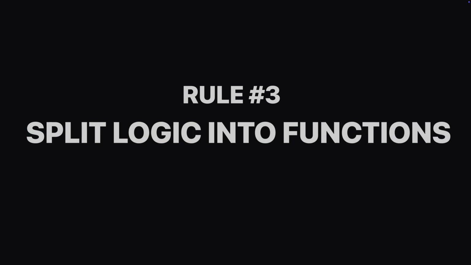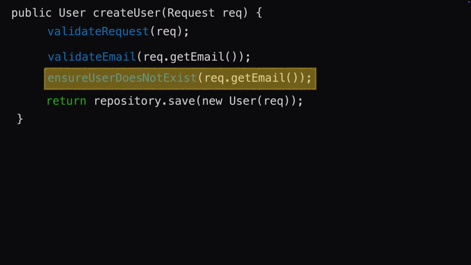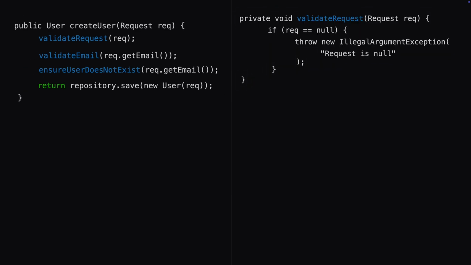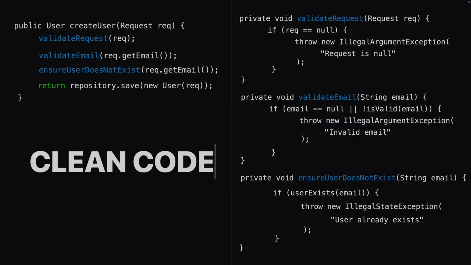Rule number three, let function names do the thinking for you. Good code explains itself, not with comments, but with intent-revealing names. You don't need to read these methods unless you actually care about the details. That's clean code. Both versions do the same thing. One forces you to think, the other one lets you read.